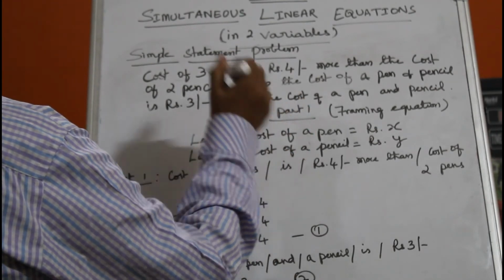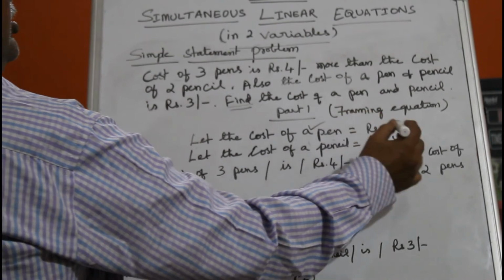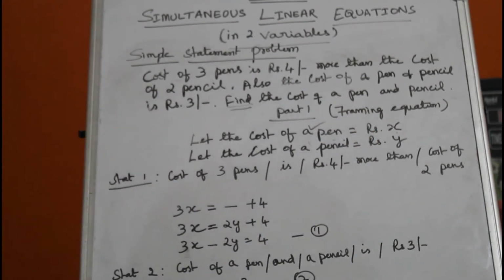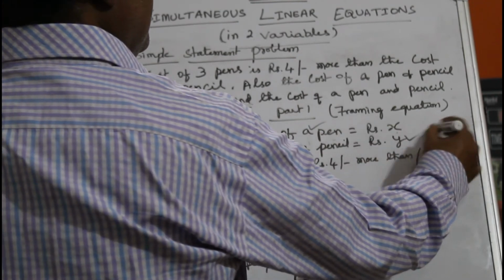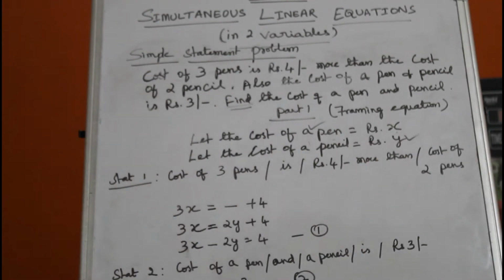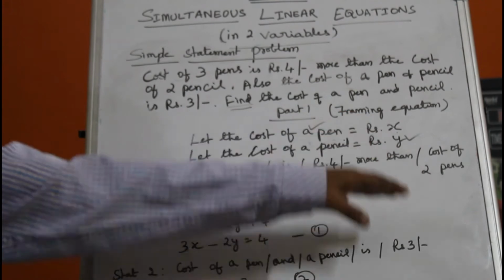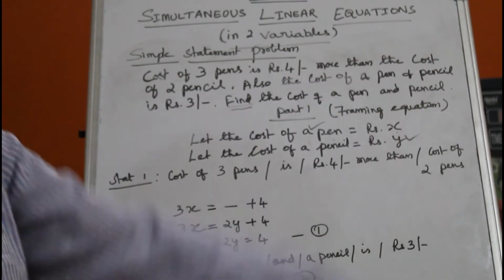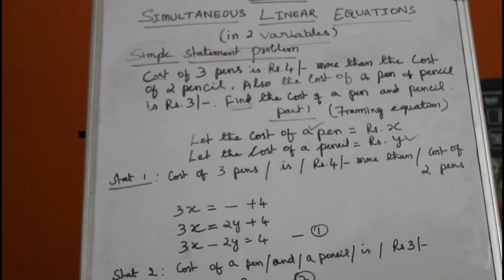Find the cost. So what you do, the cost of a pen you take as X rupees. Cost of a single pen you take as X rupees. Cost of a single pencil you take as Y rupees. Always the question you must take as X and Y. There are two unknowns, pen and a pencil. This is called a statement problem. From this you must frame an equation.